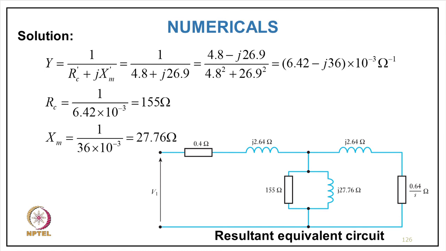And this is the total equivalent circuit with the different values: stator resistance 0.4 ohm, stator leakage 2.64, rotor leakage also 2.64, rotor resistance 0.64 by S, and RC is 155 and jXm is j 27.76.